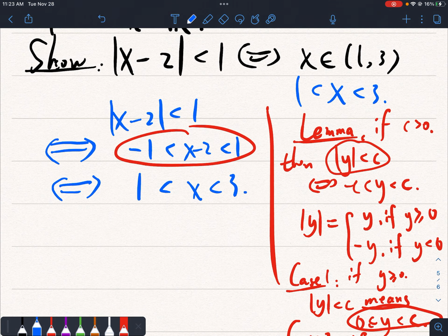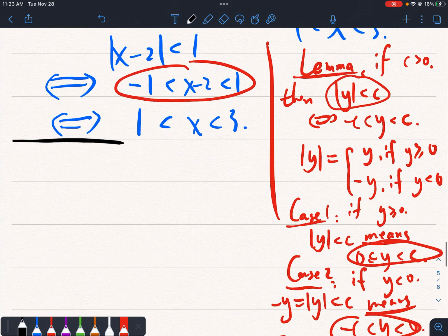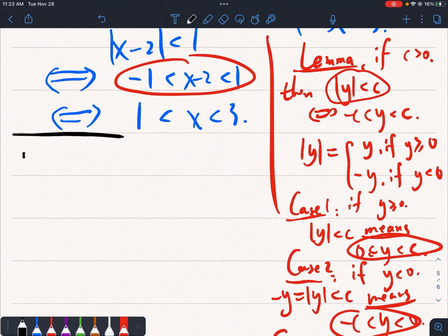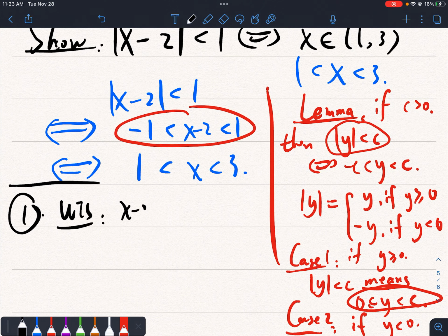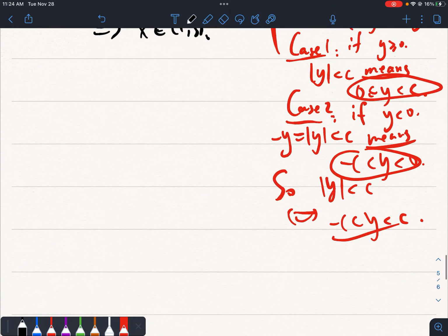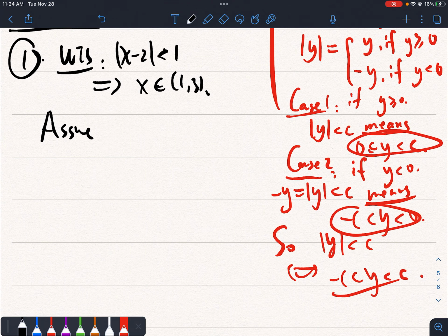Okay, so this is a proof by consecutive if and only if. But we can also prove it in two directions. So let's show an example. Let's first prove the first direction: we want to show that this will imply this. So we can assume x minus 2 has absolute value less than 1, and we want to show that x is between 1 and 3. Basically we just do what is done in the lemma.